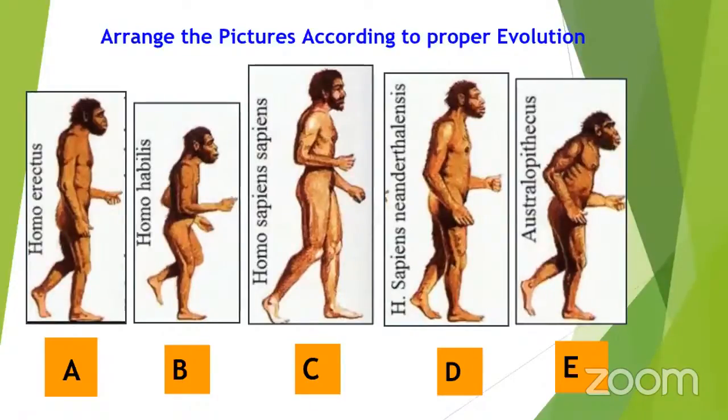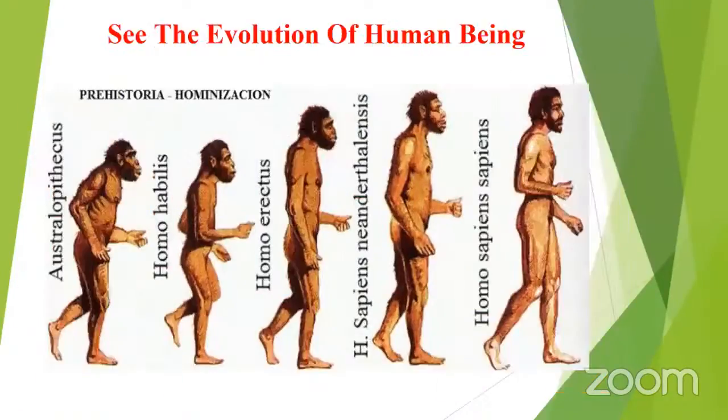If you cannot recall the names, look at the pictures nicely and observe them carefully. Everybody knows that we evolved from monkeys. So who is looking more like a monkey? See the last picture, E. It's a bent man, no? So that will come first. Now tell me the second one. If you cannot recall, guess. See, the first one is Australopithecus. Second is Homo habilis. Third is Homo erectus. Fourth is Homo sapiens neanderthalensis. And the last one is Homo sapiens sapiens.